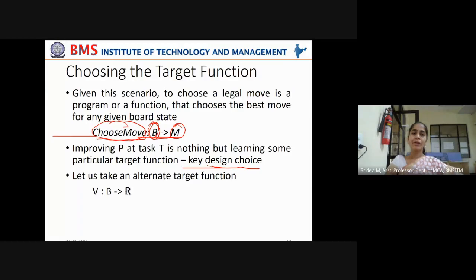Now let us take an alternate target function. Now, say the search space is very large. For this coin, you may have some 20 different moves. For this coin, you may have some 30 different moves. For every valid board state, you have a large search space from which you can select the best moves. Now, can you formulate it? Is it that easy? So let us try to put it in simpler terms.